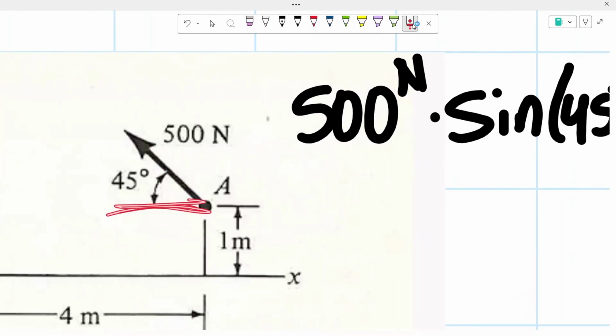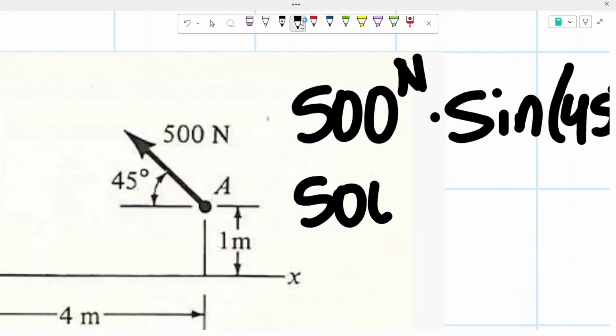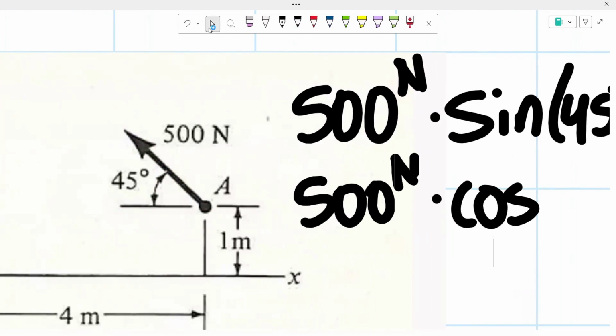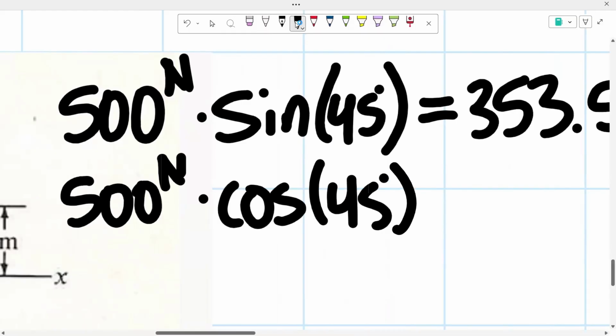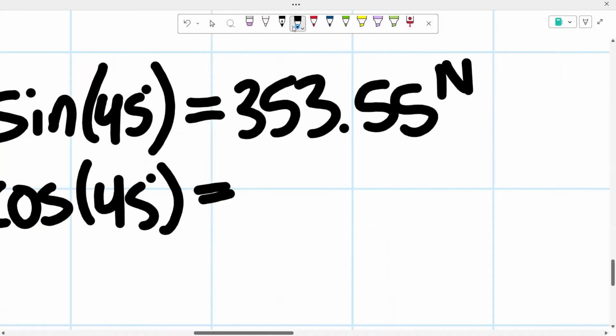Now, for our horizontal component, once again, we are given 500 newtons, but now we're trying to find this side of that triangle. With regards to this angle, we are now trying to find the adjacent side, and we're dealing with our hypotenuse. So this time, instead of multiplying by sine, we're going to multiply by cosine of 45, since cosine is adjacent over hypotenuse. But since it's 45 degrees, we know it's going to come out to the same value.